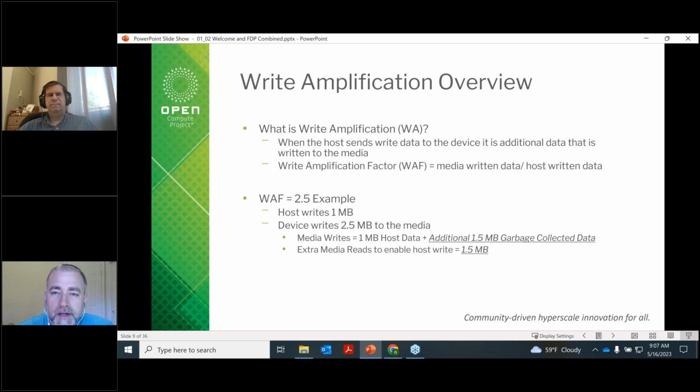So for example, let's say we had a WAF of 2.5. The host writes 1 megabyte of data. The device writes 2.5 megabytes of data to the media on the back end. That's composed of the 1 megabyte of host data and an additional 1.5 megabytes of garbage collected data. So that results in this extra 1.5 megabytes of work that the host really didn't necessarily require. Next slide.